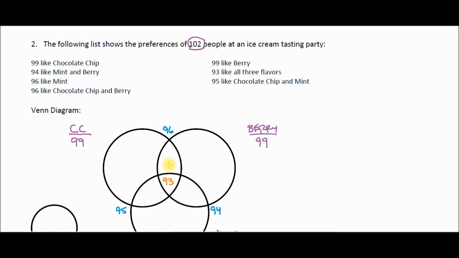Okay, the next step was figure out how many people just like 2 of the 3 flavors. Now I know it's confusing, class. You think to yourself, well, Mr. Z, we already figured that out. Chocolate chip and berry? 96. No, because these 96 people, class, also include the people that like mint. So just because they like chocolate chip and berry doesn't mean they also don't like mint. So you can't use this number. So the way you figure out how many actual people only like those 2 flavors is to take the 96 and subtract the 93. And we end up with 3 people who just said, look, I only like chocolate chip and berry, don't like mint.